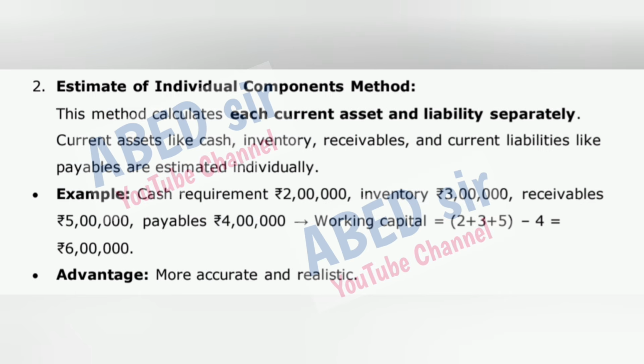2. Estimate of individual components method. This method calculates each current asset and liability separately. Current assets like cash, inventory, receivables, and current liabilities like payables are estimated individually. Example: cash requirement 2 lakh rupees, inventory 3 lakh rupees, receivables 5 lakh rupees, payables 4 lakh rupees. Working capital is 2 plus 3 plus 5 minus 4, which is 6 lakh rupees. Advantage: more accurate and realistic.